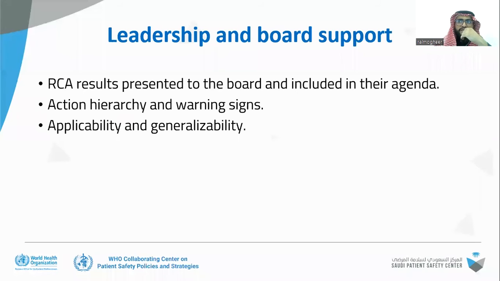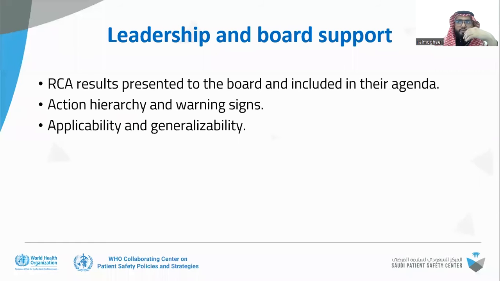RCA results on significant events should be presented to the board directors for their review and comment. It is recommended that the review of RCA reports be added to the board of directors meeting agenda. So when the boards have meeting agendas, it is the responsibility of quality and patient safety to introduce the RCA process or the RCA meetings into the board's meeting agenda. It will provide them with an overall look at the quality of work in the enterprise.